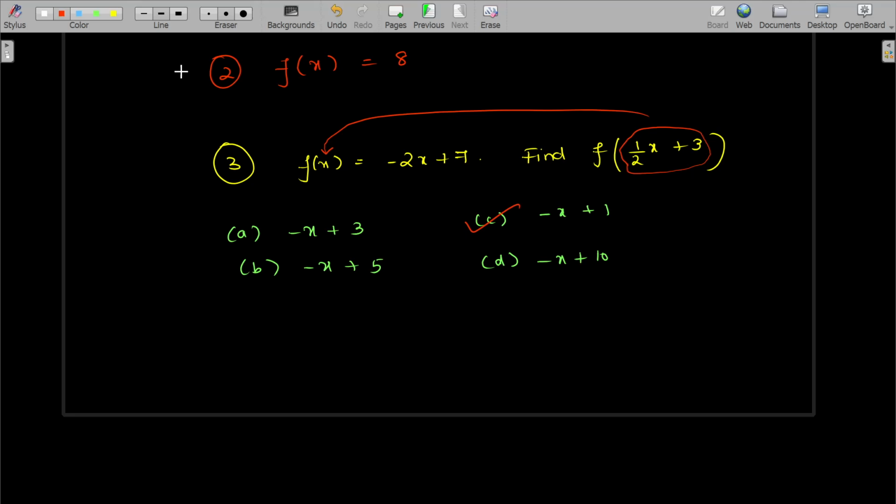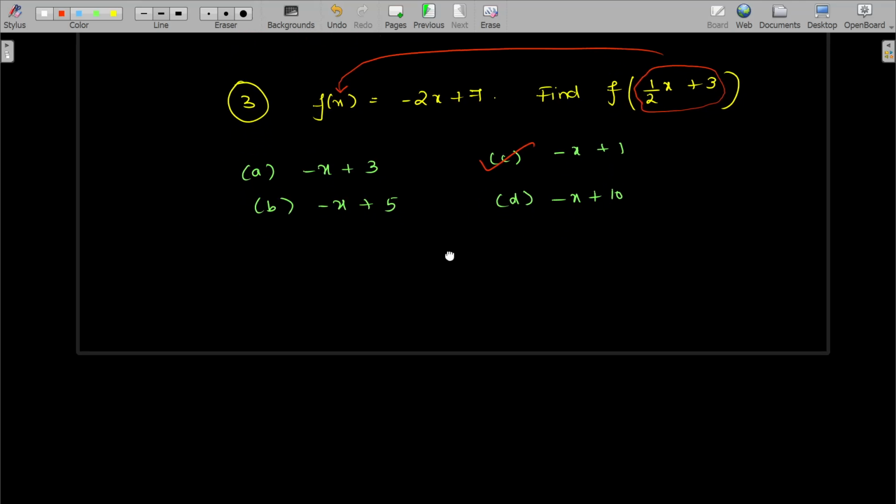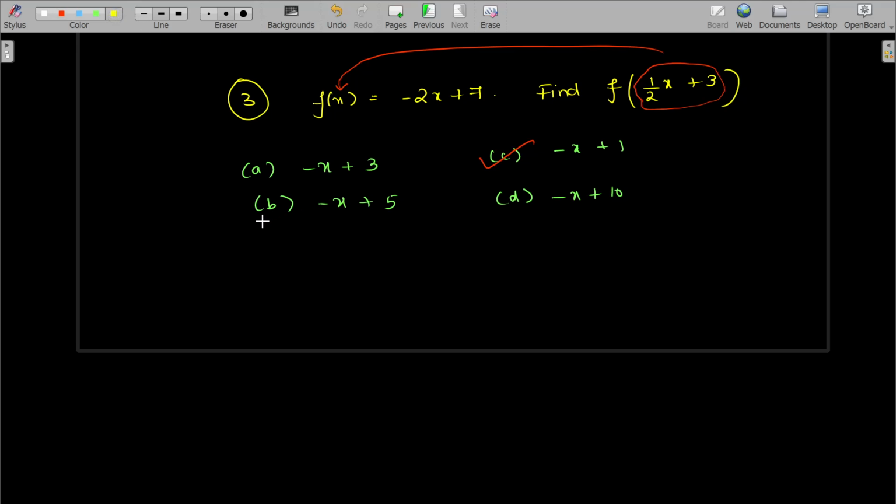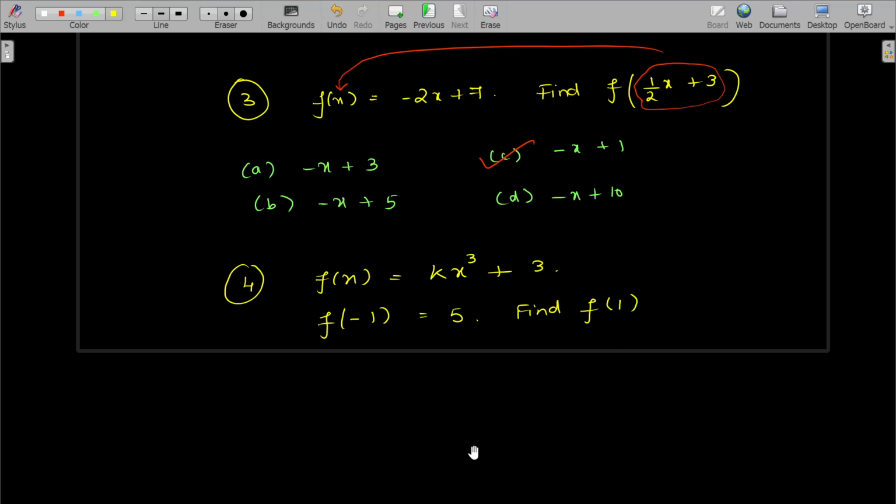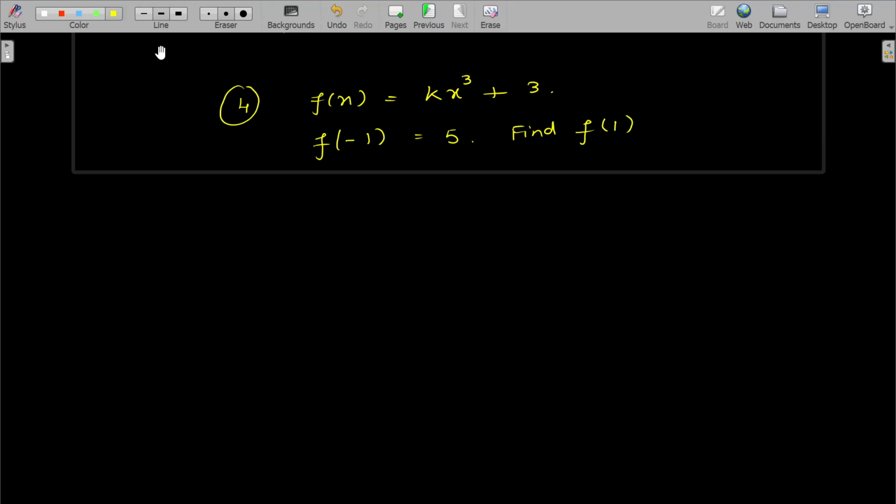Then the next question type is when they will replace a number by some variable, and we'll have to find out that missing number. For example, if you have f of x equal to k times x cube plus 3, and they'll give you some input and output. Let's say f of negative 1 is equal to 5. Then we have to find out the value of f of 1.